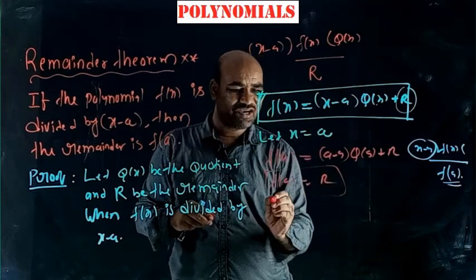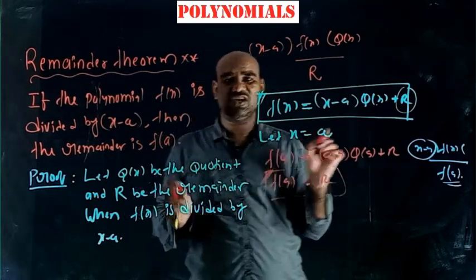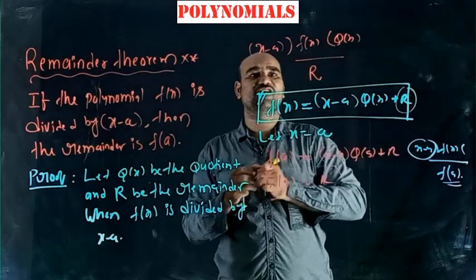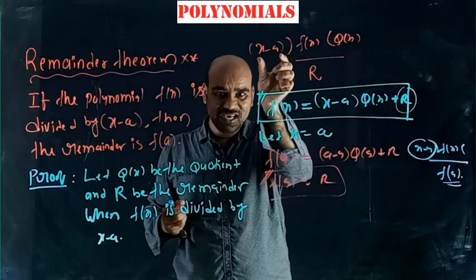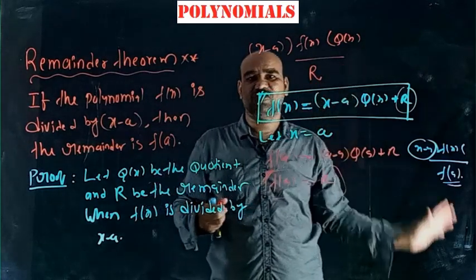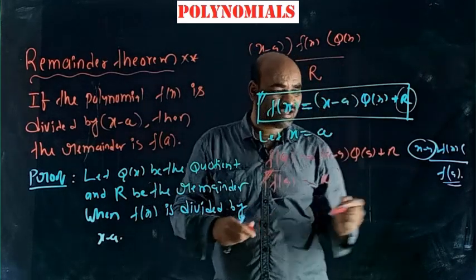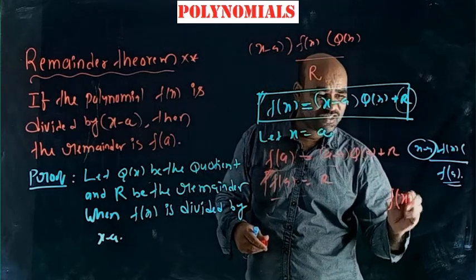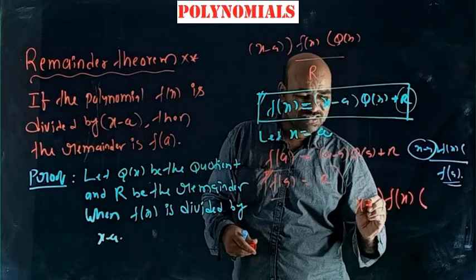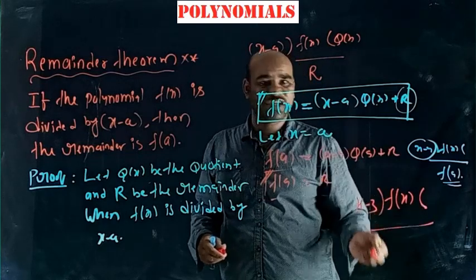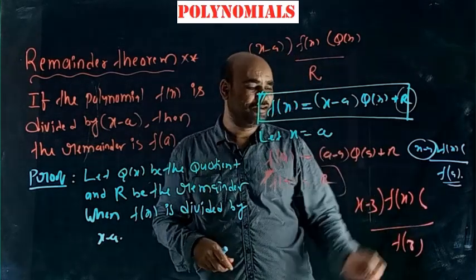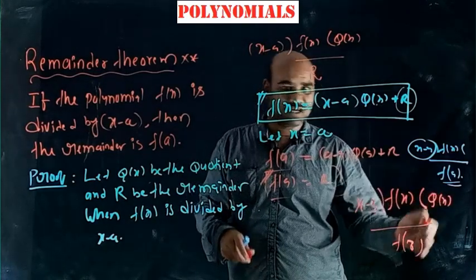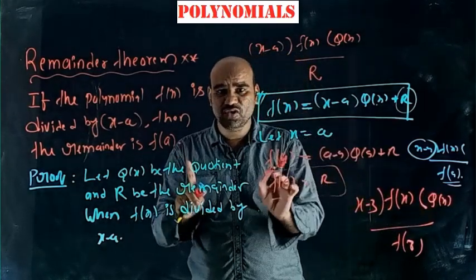R is our remainder. What you got? Remainder is f of a. That means if f of x, a polynomial, is divided by linear polynomial x minus a, then the remainder is directly f of a. Okay, means if a polynomial f of x is divided by x minus 3, directly you can say that our remainder is f of 3, not 3. F of 3 is the remainder. You don't know what is the quotient. You don't want quotient now. Just by using remainder theorem, you can find remainders only.